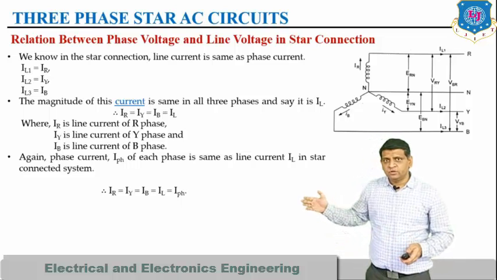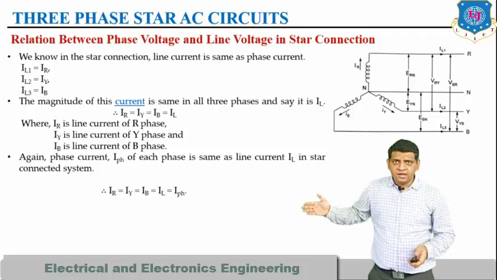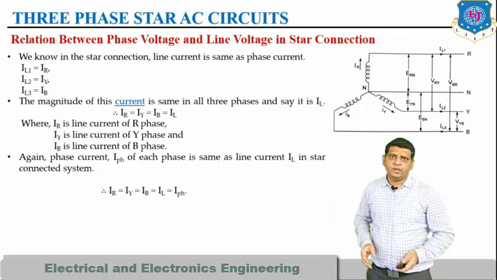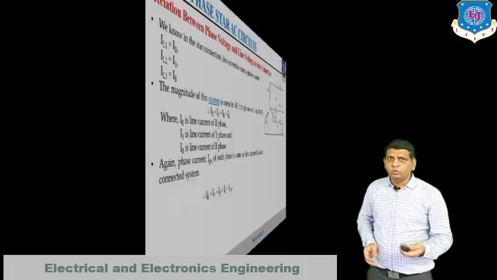So from this you can write IR is equal to IY is equal to IB is equal to IL, and that is equal to IPH, right? So the current for both cases is the same.